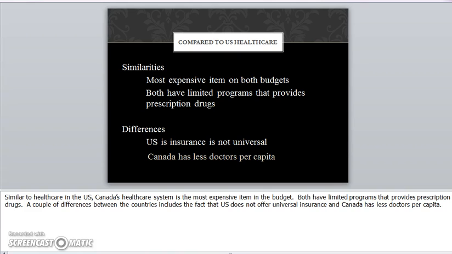Compared to the U.S. healthcare, similarities include that healthcare is the most expensive item on both budgets. Both have limited programs that provide prescription drugs. Some differences include that in the U.S., insurance is not universal. Canada has fewer doctors per capita.